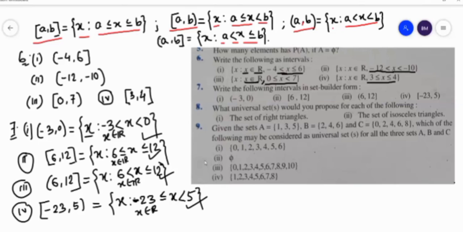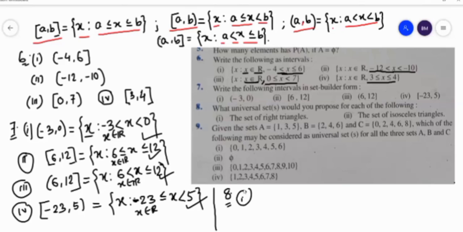Next, number 8. What universal set would you propose for each of the following? Number 8 Roman 1. What will be the universal set such that it will include all these? The set of right angle triangles. So for right angle triangle, the universal set can be the set of triangles or the set of polygons.